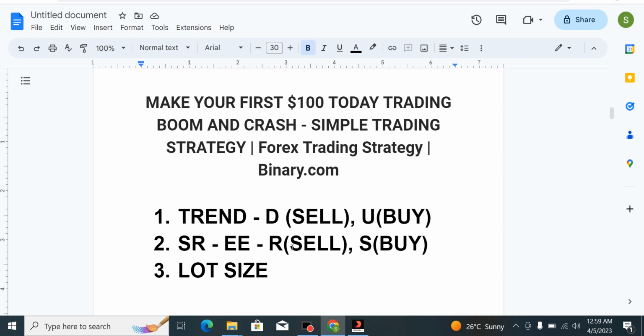The lot size is also very, very important. Your lot size will help you to keep the market, to be in charge of the market. So that is very, very important. So now let's go straight into what we have right here.